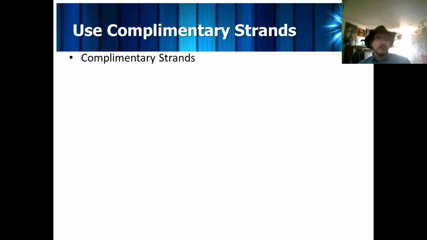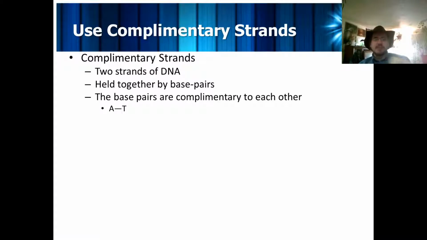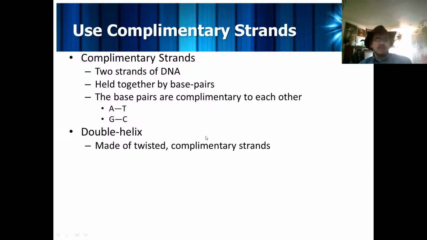So when we look at the two strands of DNA, we call them complementary because if this strand on my left has an adenine, then this strand on my right is going to have a thymine. Their base pairs, their nitrogenous bases, complement each other. They're complementary. So the base pairing rules are in effect, A to T, G to C. And DNA consists of a double helix, which we know, twisted complementary strands.